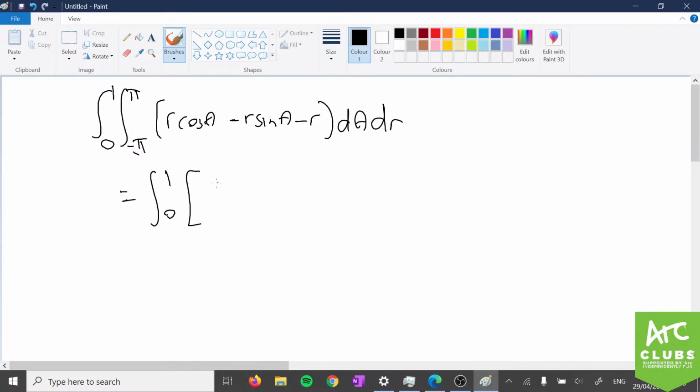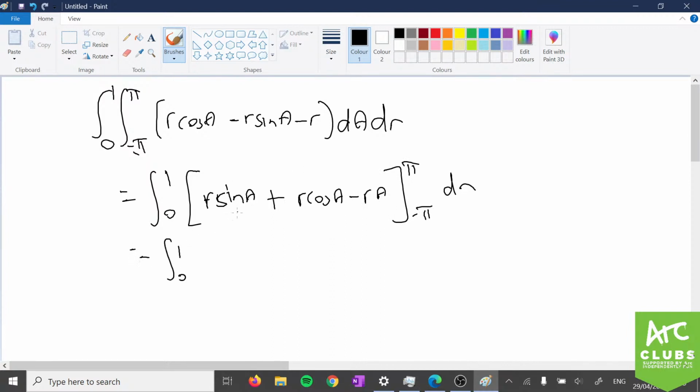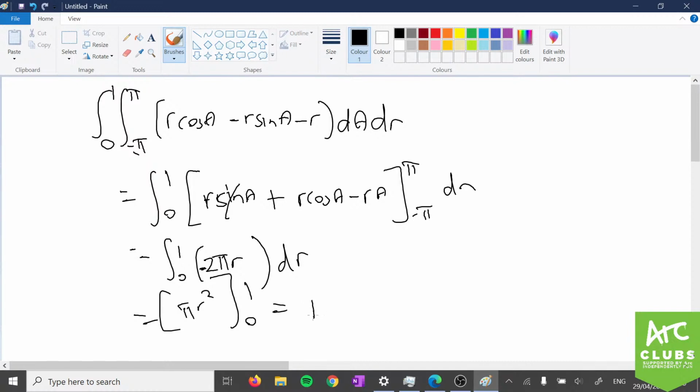If I evaluate them one at a time, there's a minus r sine theta plus r cos theta minus r theta, from minus pi to pi, dr. If you sub in pi or minus pi into sine, that becomes 0. So you're left with cos of pi, and cos of minus pi is also the same. So you just get 2 pi r. I think there's a minus. With respect to r, so pi r squared from 0 to 1, and that just becomes pi.